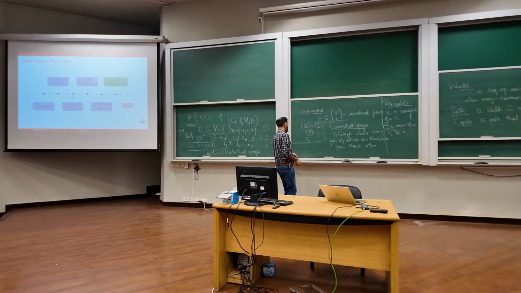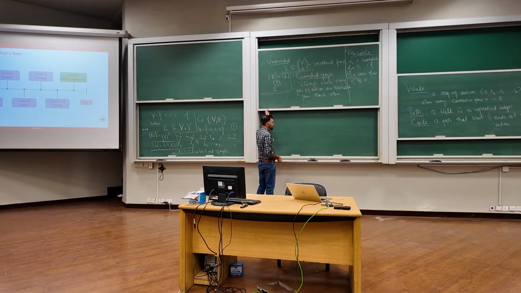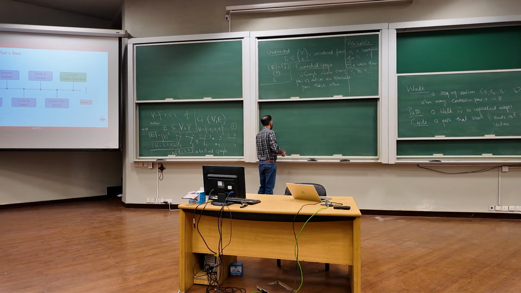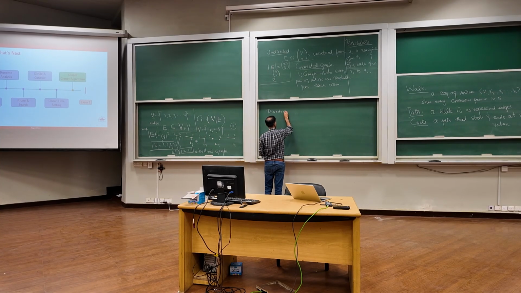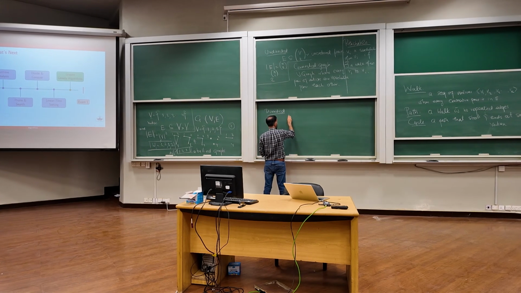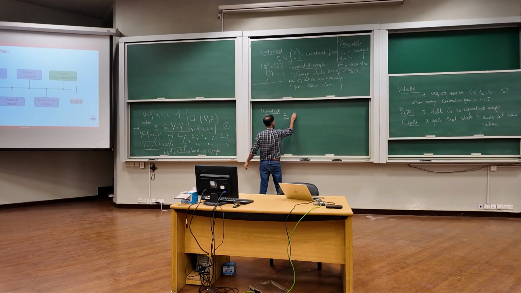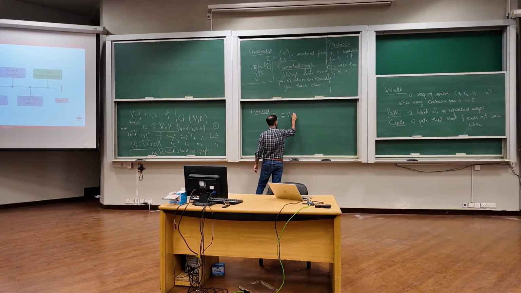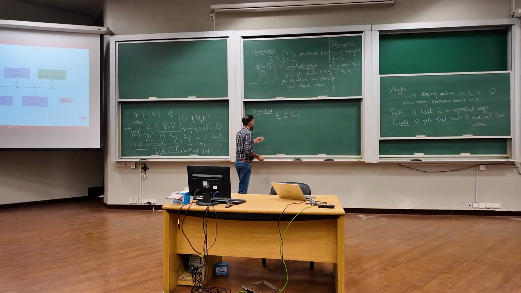Undirected कर दिया तो मेरा ख्याल है directed graphs को भी define कर ही देते हैं क्योंकि it might be useful at some point. Directed graph is where E is what this is, right? It's a subset of V cross V.